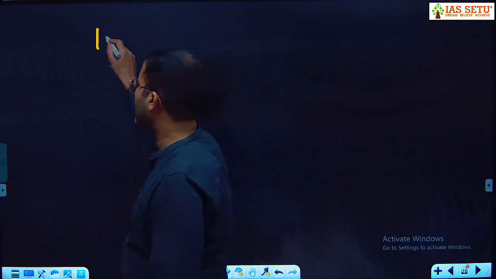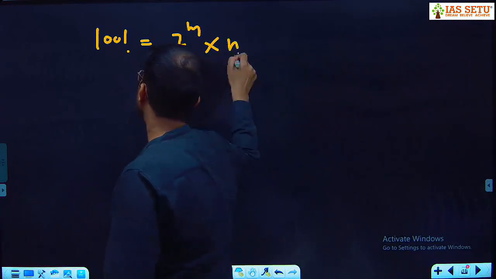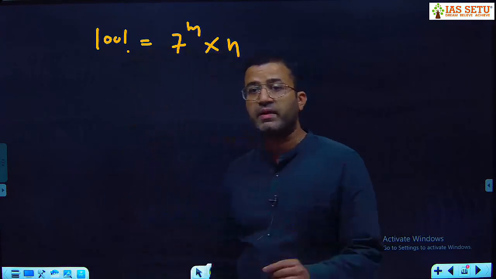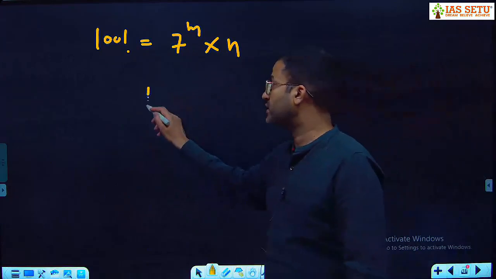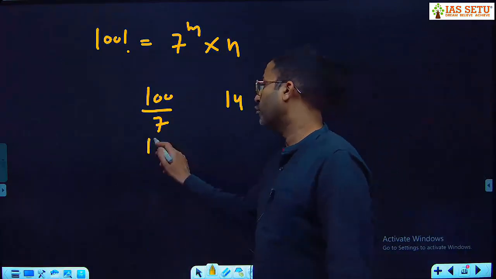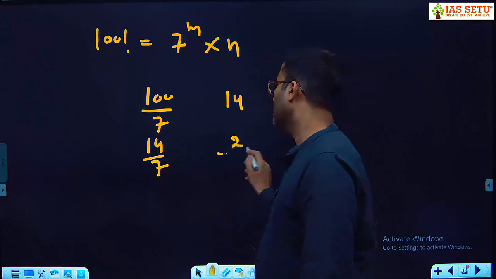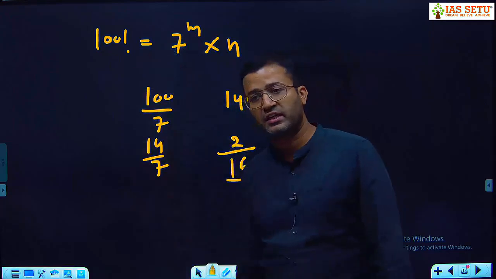Directly we can find. Like here, if the examiner asks 100 factorial is 7 to the power m into n, what is the maximum value of m? How many 7's are there? So we can say 100 divided by 7, 14. 14 divided by 7, 2. So 14 plus 2, 16. How many 7's are there in 100 factorial? 16.